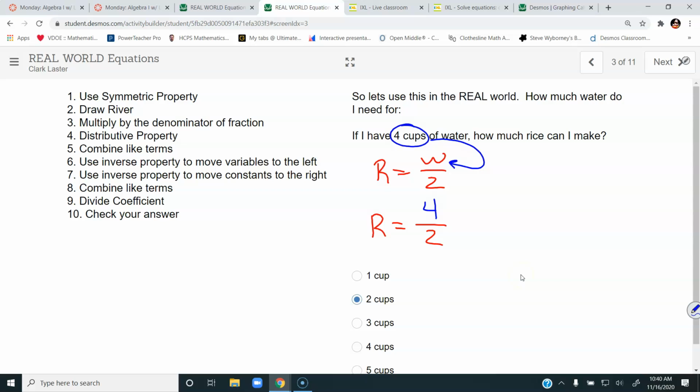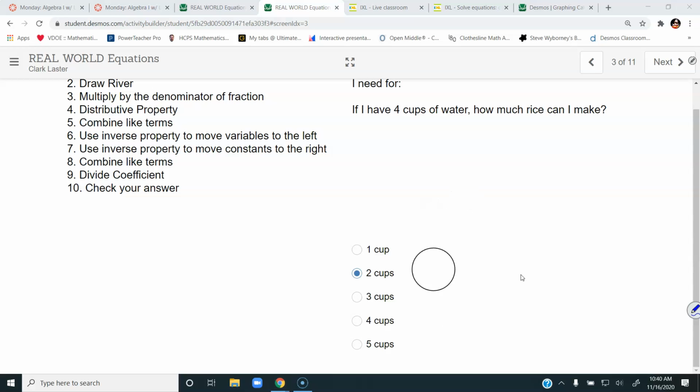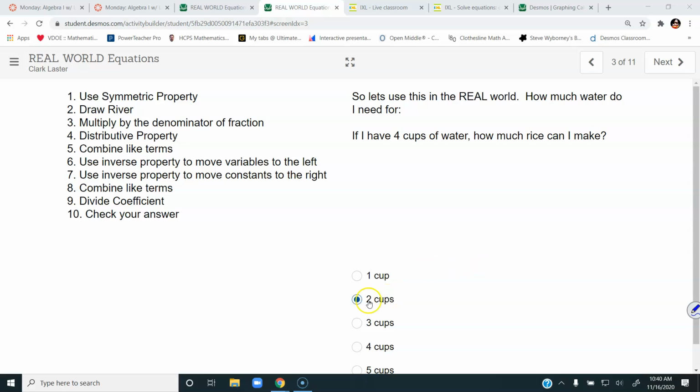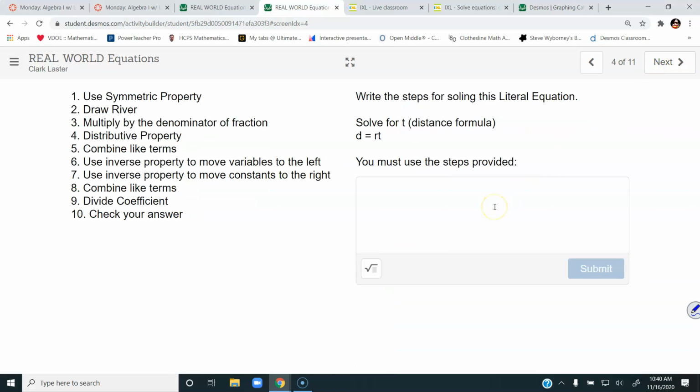And that's actually a lot more rice than you think. So 2 cups of rice, that would be my final answer. Okay? So let's go ahead and go to the next problem. All right? The next problem says, what is the distance formula if I'm solving for t?